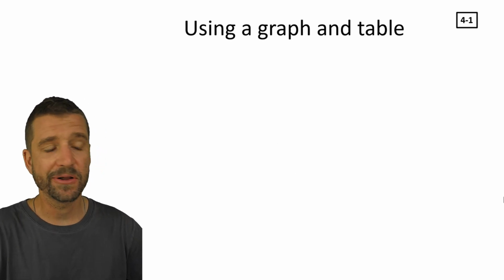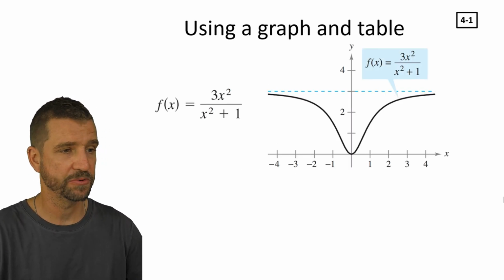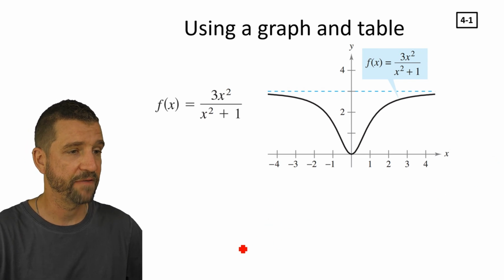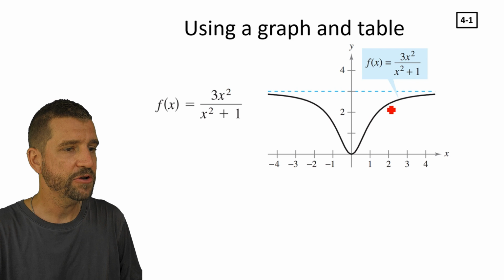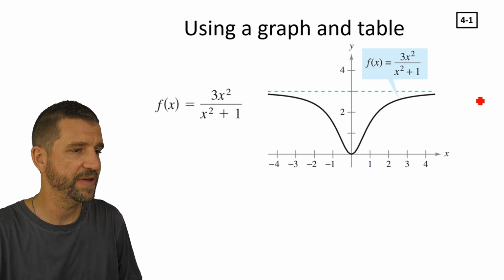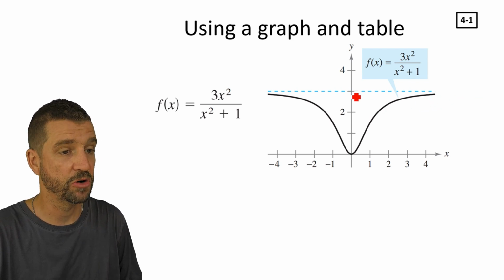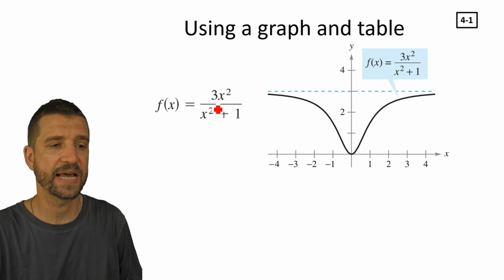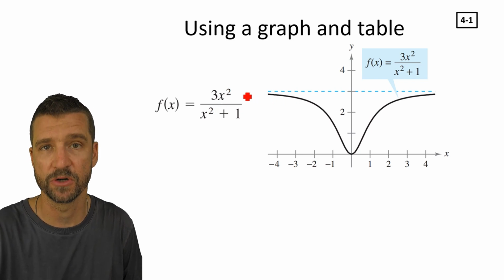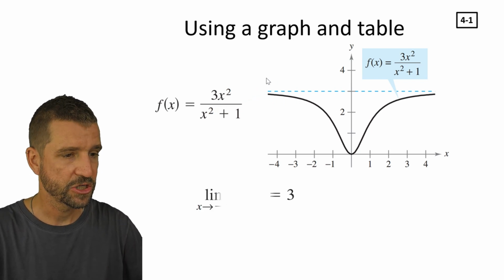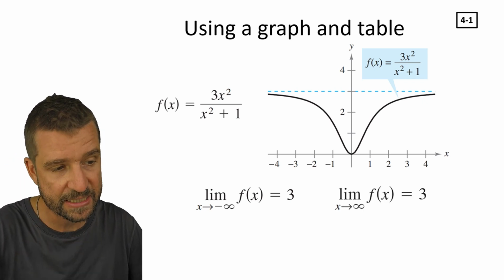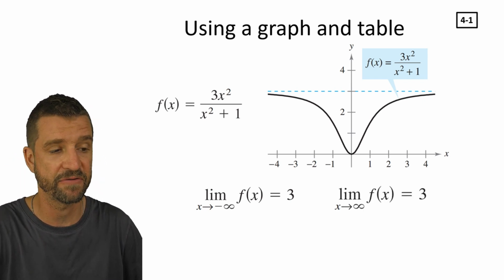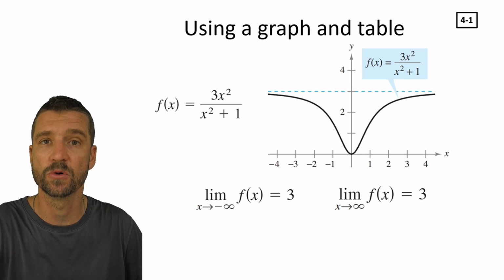All right, so let's take a look at some horizontal asymptotes here. Here you have a graph of 3x squared over x squared plus 1, okay? And you can see as x goes to positive infinity, this function will go to 3. And as x goes to negative infinity, the function will also go towards 3, okay? So we say that the limit as x approaches negative infinity of f of x and the limit as x approaches positive infinity of f of x will both be equal to 3.